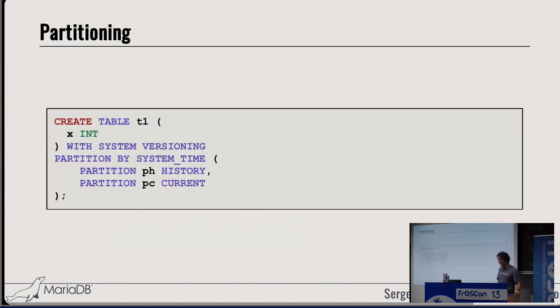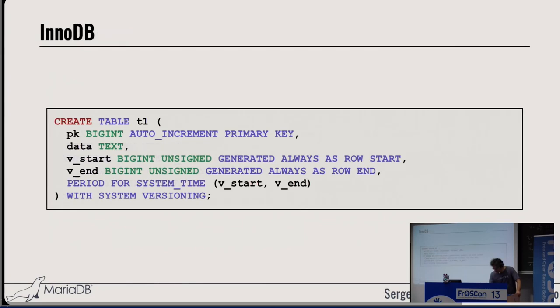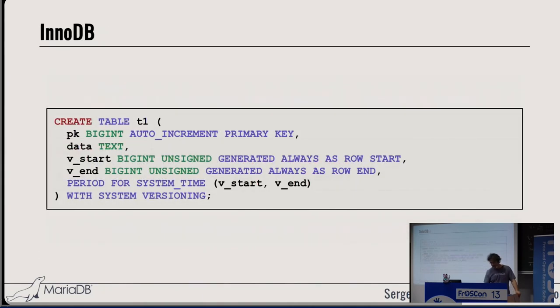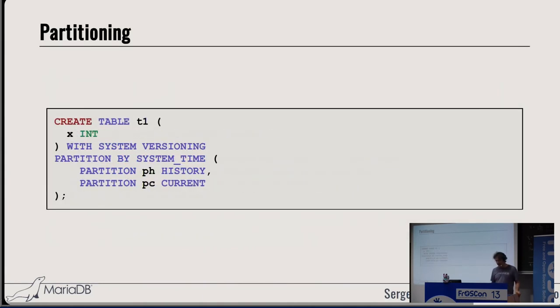The historical data are normally stored in the main table, but most of the time you actually don't want to do this kind of stuff. This is something you do only rarely. Most of the time, just use the current data. But if the history is stored together with the table, then it blows up all your indexes and it negatively impacts the performance of normal day-to-day queries.